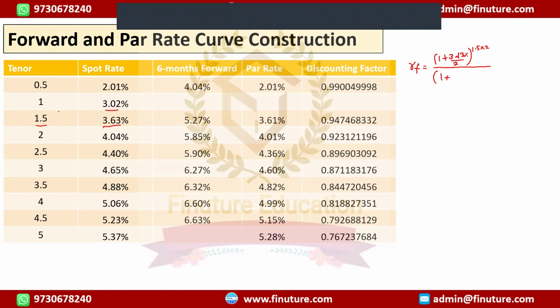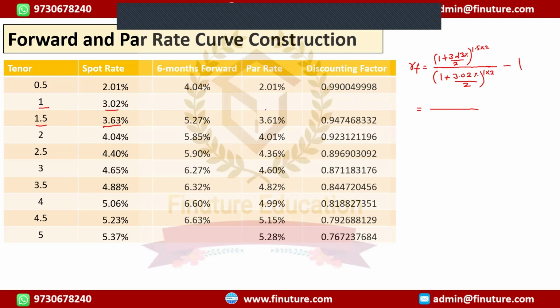Now I'll use in the denominator these two. That will give me the 6 months forward rate. So in the denominator, I would have 3.02% divided by 2 to the power... over here, it's 1 year. So maturity is 1 year, 2 semi-annual compounding periods, and minus 1. This will get me the 6 months forward rate.